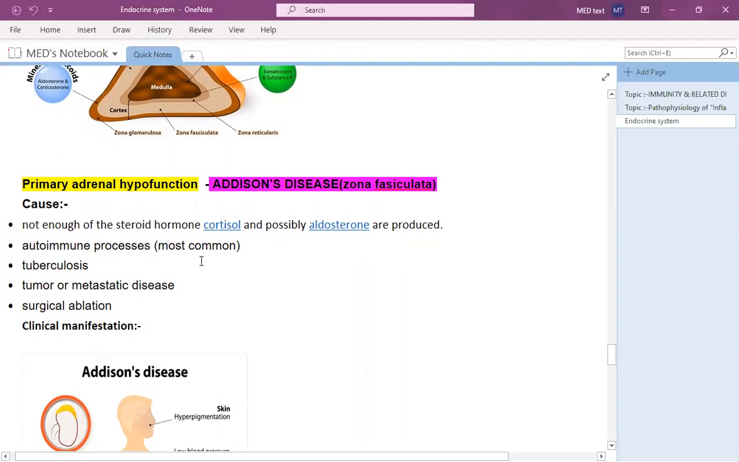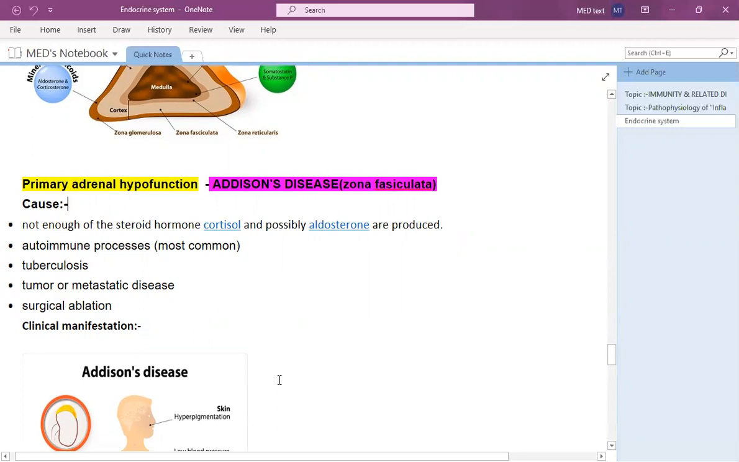It can be due to autoimmune processes, autoimmune destruction. Tuberculosis can be the cause, tumor or metastatic disease, and surgical ablation of the adrenal gland can be possible. Hypofunction, please remember, adrenal gland hypofunction is the example of Addison's pathology, Addison's disease.